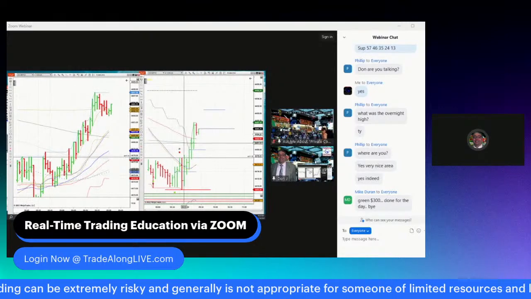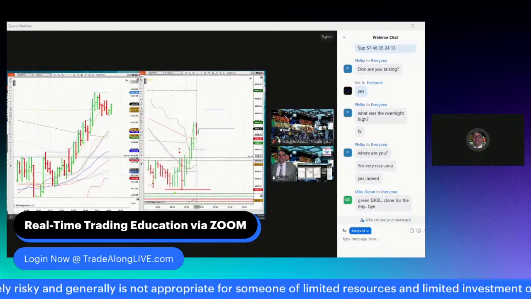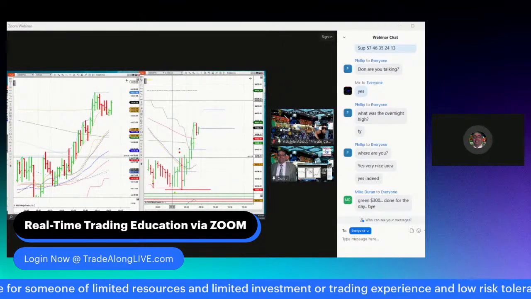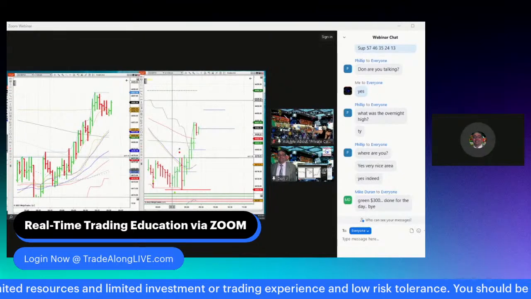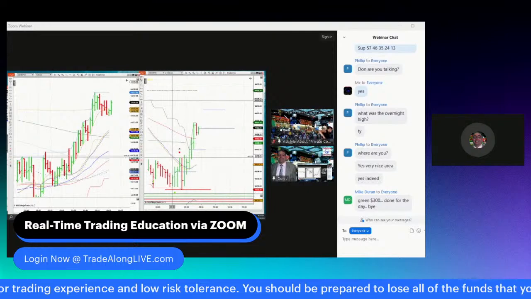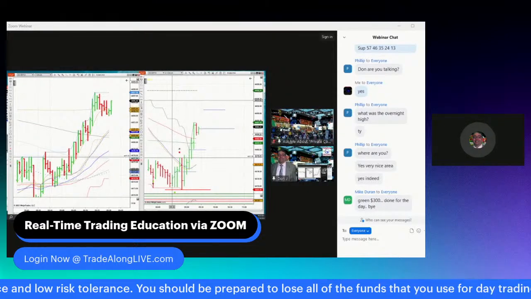I'll put these lines on here, and the reason I put these lines on here, it kind of gives me a reference point. I'm a visual type person. I can see them. For me, it's easier to do that.